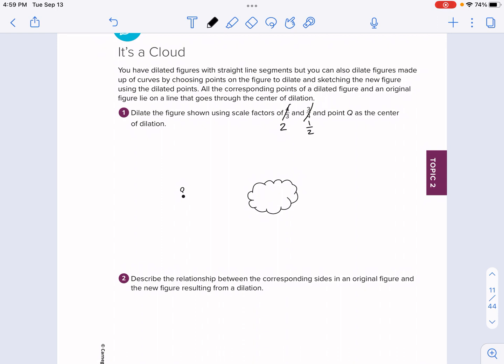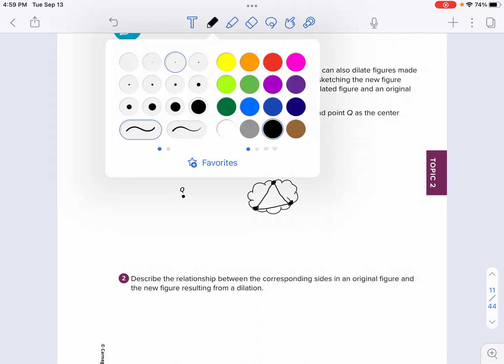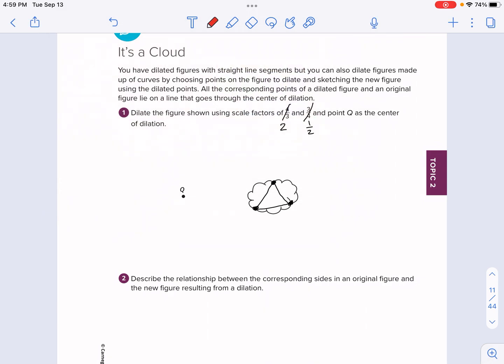I like for you to draw straight lines. Now, we're not using the cloud. I want to get rid of the cloud. Pick any 3 points on the cloud. So I'm going to pick this point right here. I'll pick this point right here. And let's say this point right here. We're just going to treat this as a triangle. Okay. For us to dilate a cloud, it just makes it a lot harder. So I'd rather not do that.